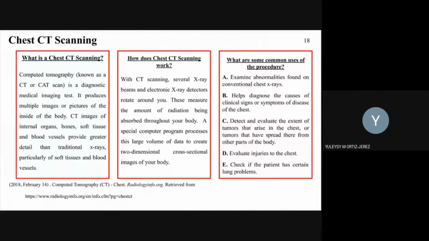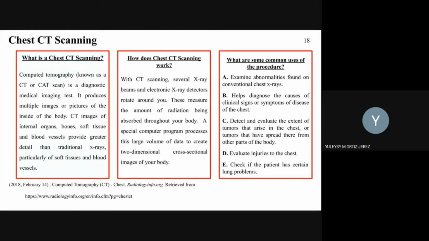Okay, so I'm going to be presenting computed tomography, also known as chest CT scanning, as a test to diagnose COVID-19. Computed tomography is a diagnostic medical imaging test. Just like traditional X-rays, it produces multiple images or pictures of the inside of the body.